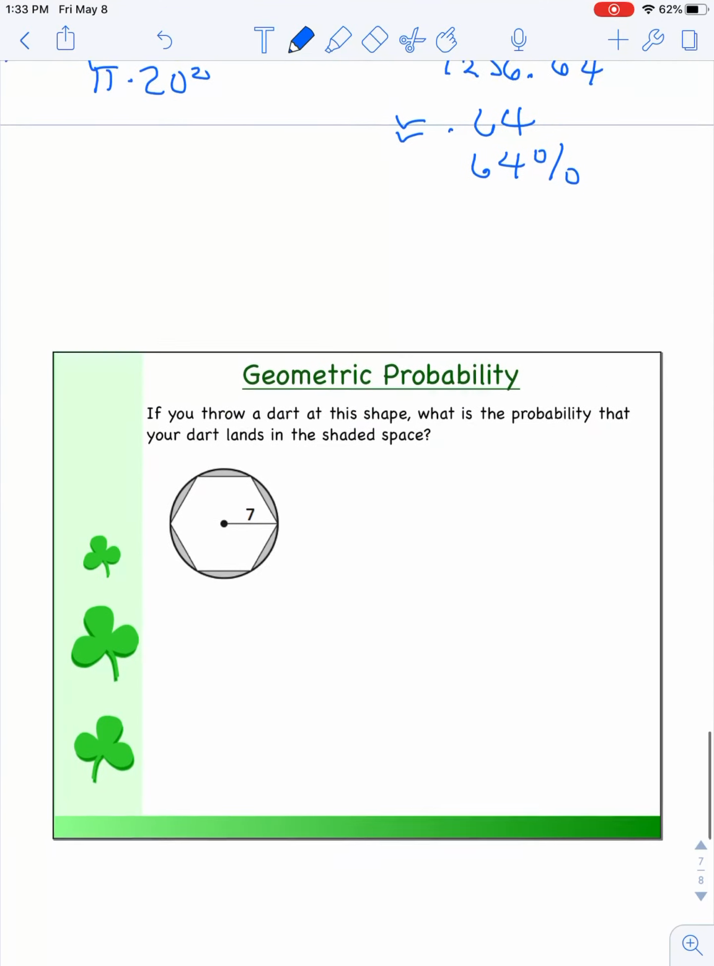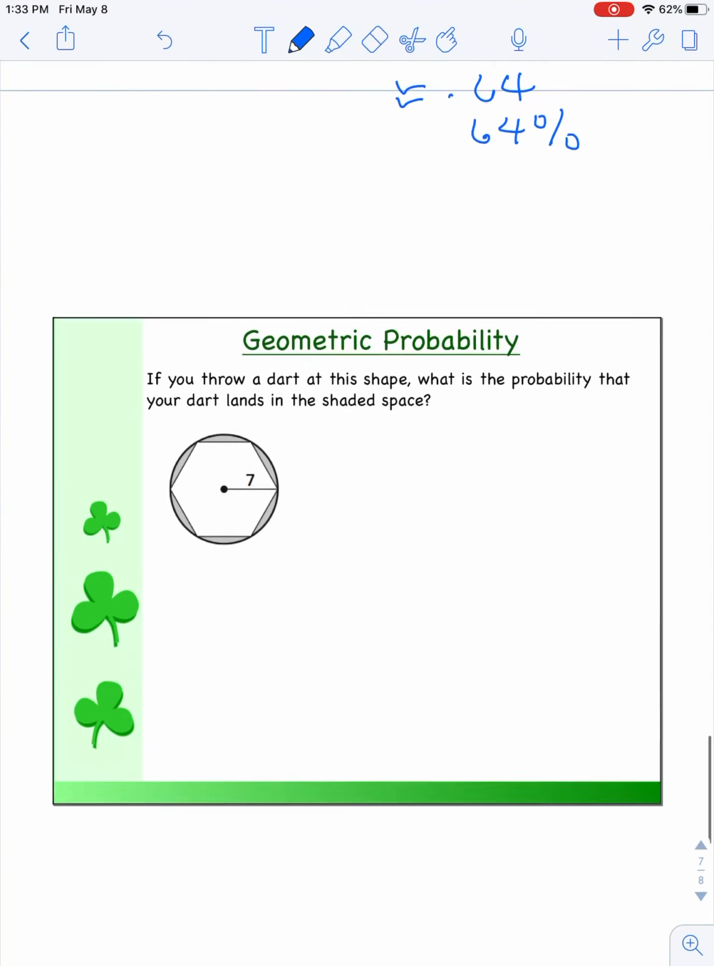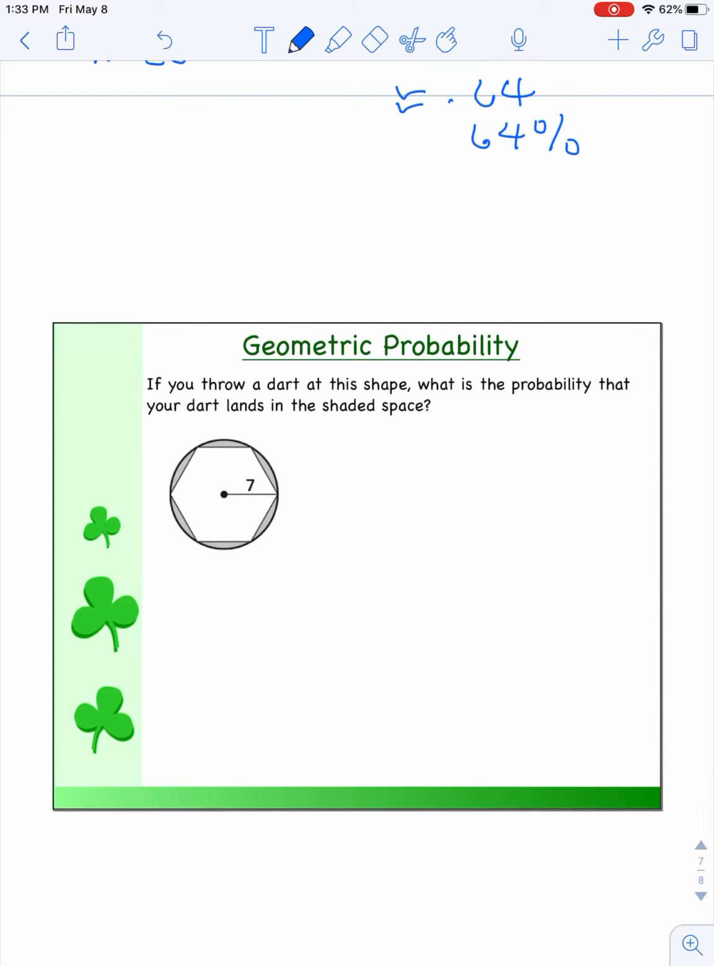Okay, let's try one more here. Yep, we have one more here, and this one might look similar to one of the shaded regions problems you did. But we're going to have to use either some trig or some 30, 60, 90, 45, 45, 90 relationships to find this. So let's just get started.